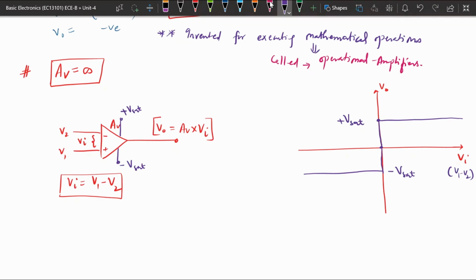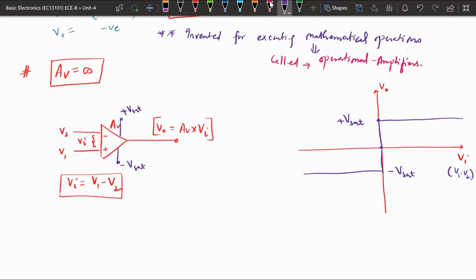So if the input voltage is greater than 0, in the ideal case, whatever the output voltage is, it will suddenly reach plus V set. If the input voltage is negative, then the output voltage will be minus V set.